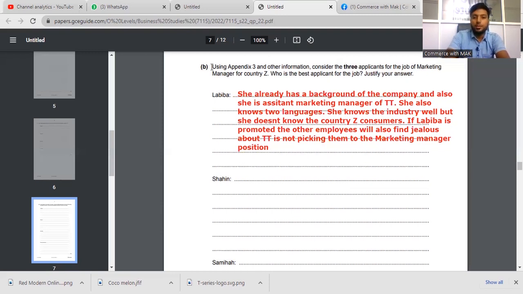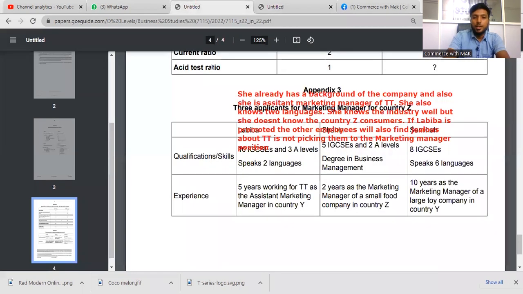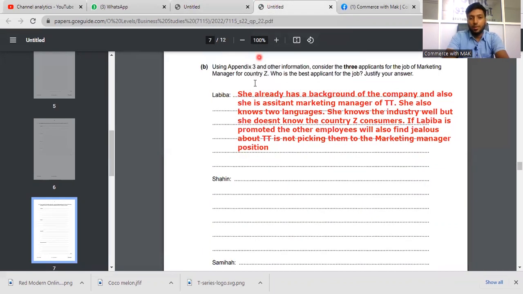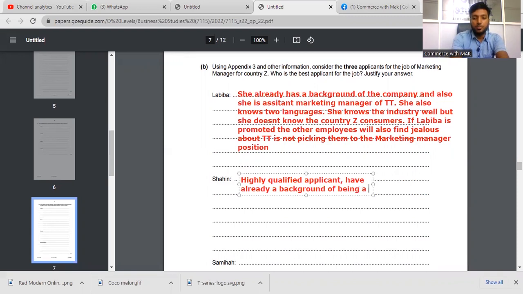So now let's move on to Shaheen's portfolio and see what Shaheen has. He has a degree in business management, good thing. He's a marketing manager, and also he has a higher qualification compared to anyone. So we can write: highly qualified applicant, already has a background of being a marketing manager, has completed a bachelor's degree.